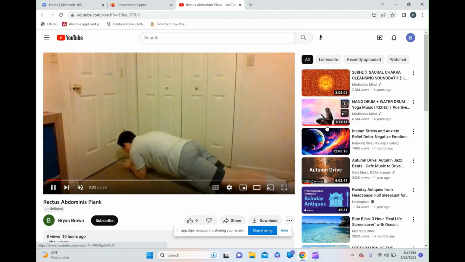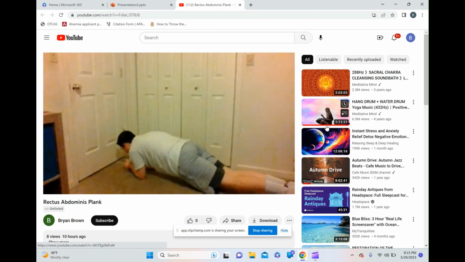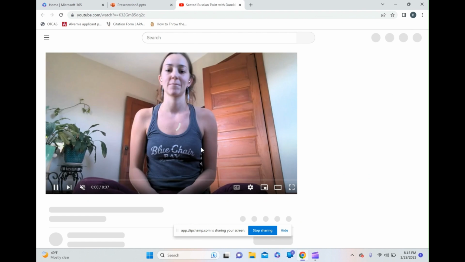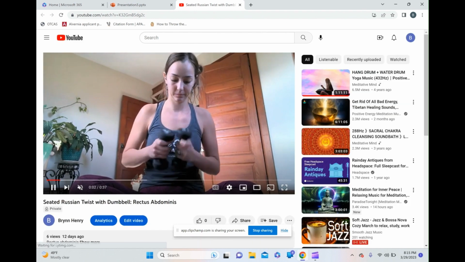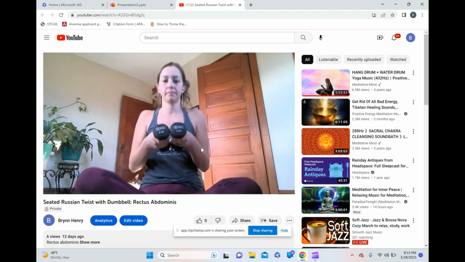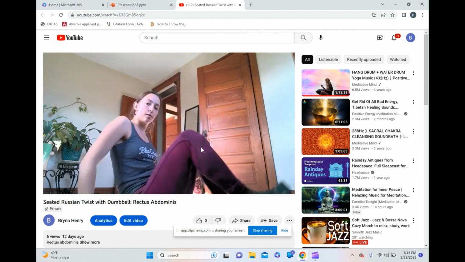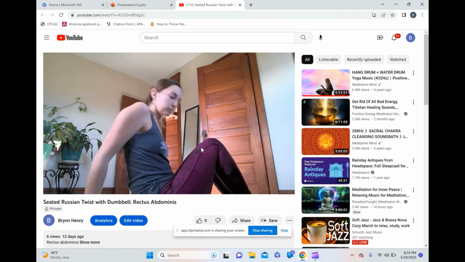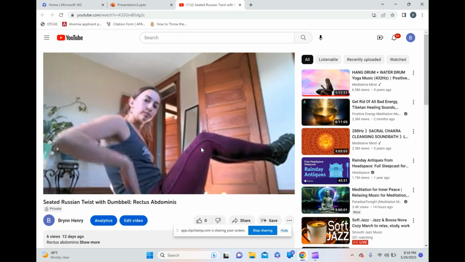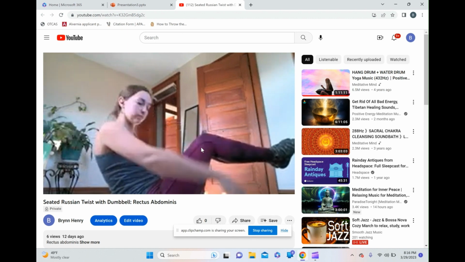The first exercise being demonstrated is a standard forearm plank. It is recommended to hold this position for 30 to 60 seconds. Next, we have a free weight exercise called the seated Russian twist. To ensure safe practice of this exercise, be sure to use only a small amount of weight while maintaining a straight back and keeping the hips hinged at a 45-degree angle.